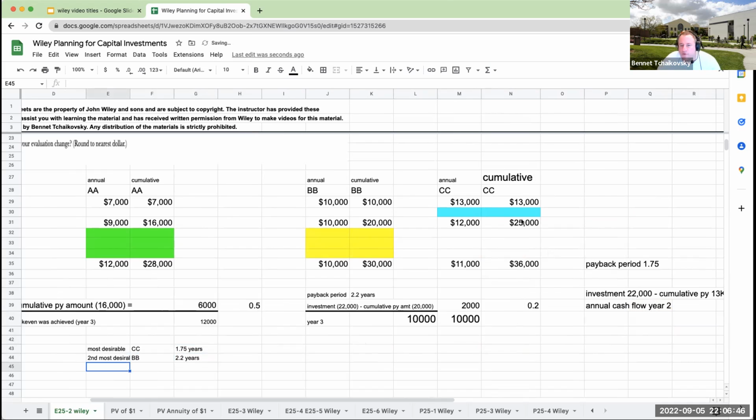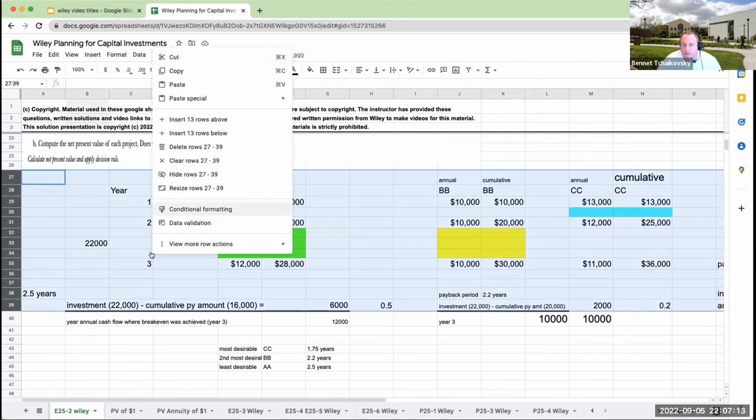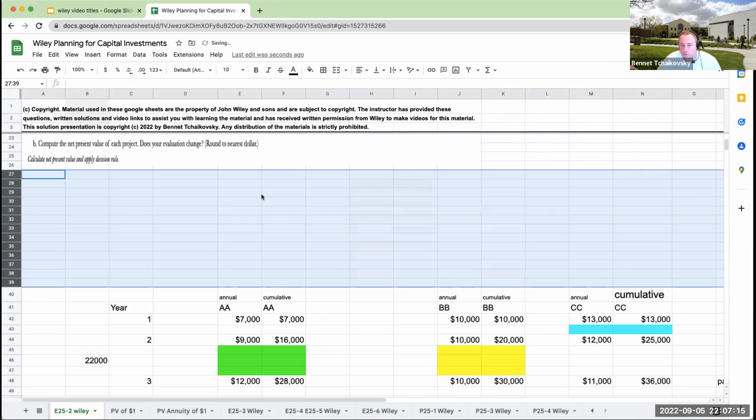So we know that over here for project BB, we didn't earn it back until we got into after the second year. So this over here is going to be 2.2 years, and then the least desirable is going to be project AA at 2.5 years. Okay. Now, all of that is well and good, but frankly, to me, what we just went through and did is more of an academic exercise than something you would really be seeing in the real world.